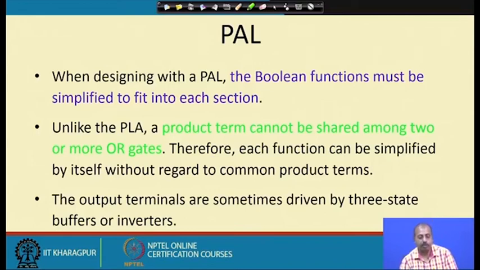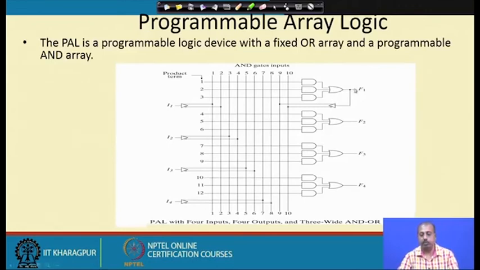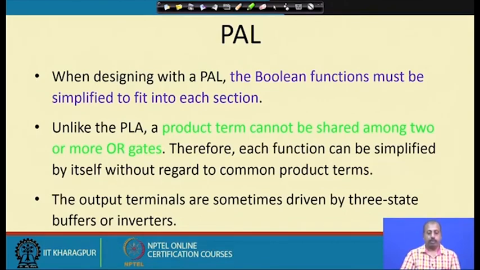So, Boolean functions must be simplified to fit into each section. If f 1 requires more than 3 product terms, then I cannot fit it. Similarly, if f 2 requires more than 3 product terms, I cannot fit it standalone. Of course, if a function requires more product terms, you can break it down into 3 product term cases and then additionally use some OR gate at the output of those 2 and OR them together. But that is costly, as an additional gate is necessary. So, that way it is restrictive.